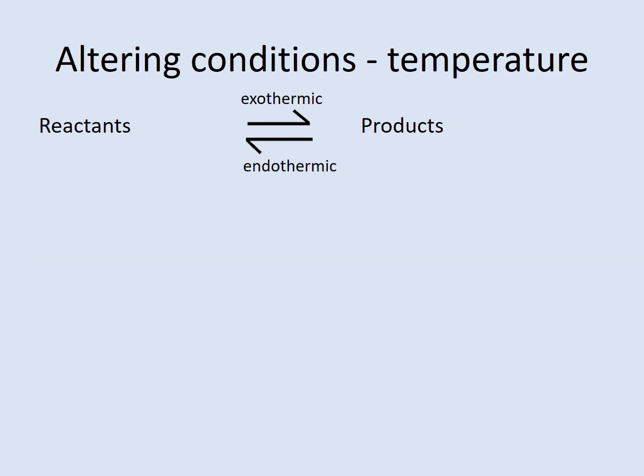Okay, so next up, let's look at temperature and how that affects the equilibrium. Okay, so they will have to tell you whether it is exothermic or endothermic in the forward direction. Most reactions are exothermic in the forward direction, but not all. But this will either be written on the arrow or written somewhere in the exam question.